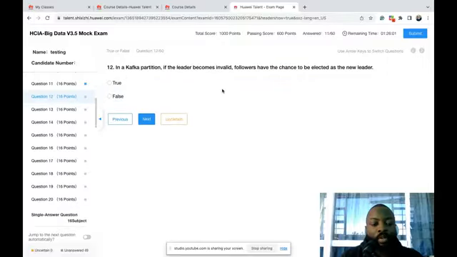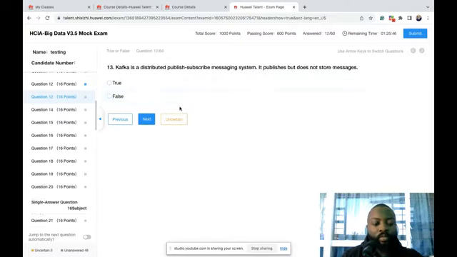In a Kafka partition, if the leader becomes invalid, followers have a chance to elect the new leader. False. Kafka is a distributed publish-subscribe message system. We publish, but it does not store. No, that is false.